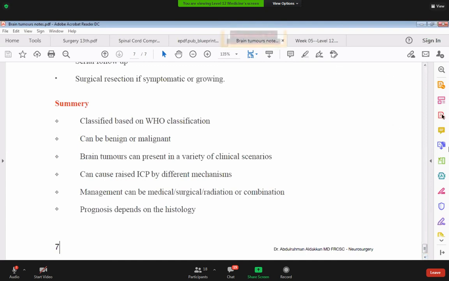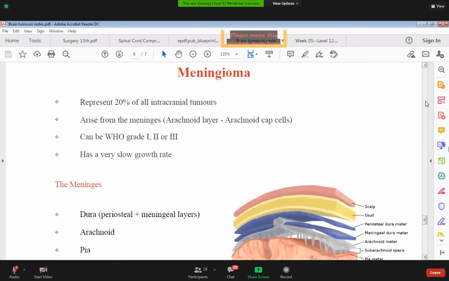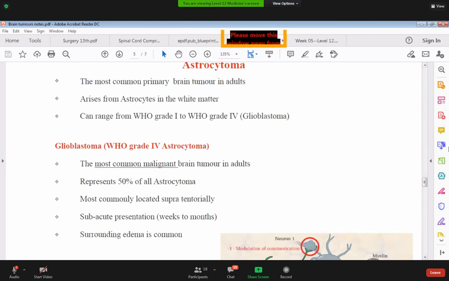Okay, any question from these two varieties of the brain tumors? Any question? Okay, should we start the other lecture? Should we start the lecture, or do you want a break again?